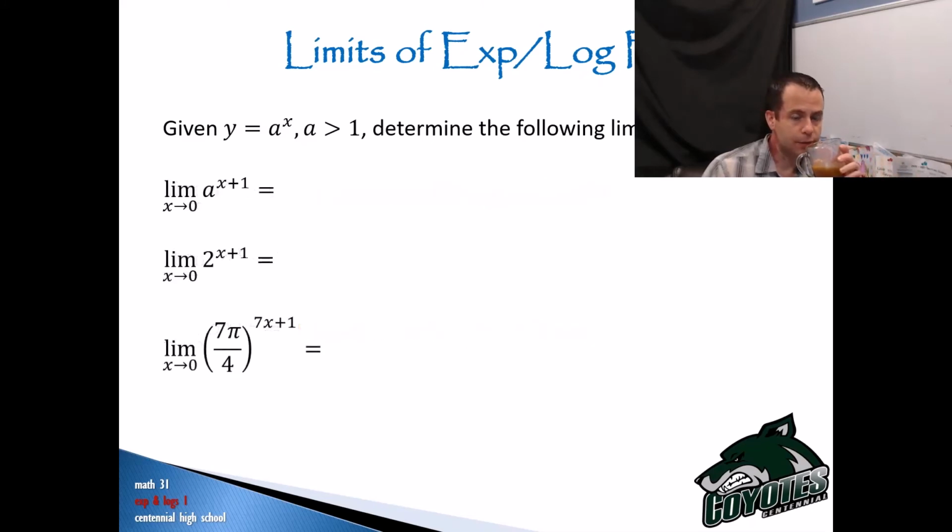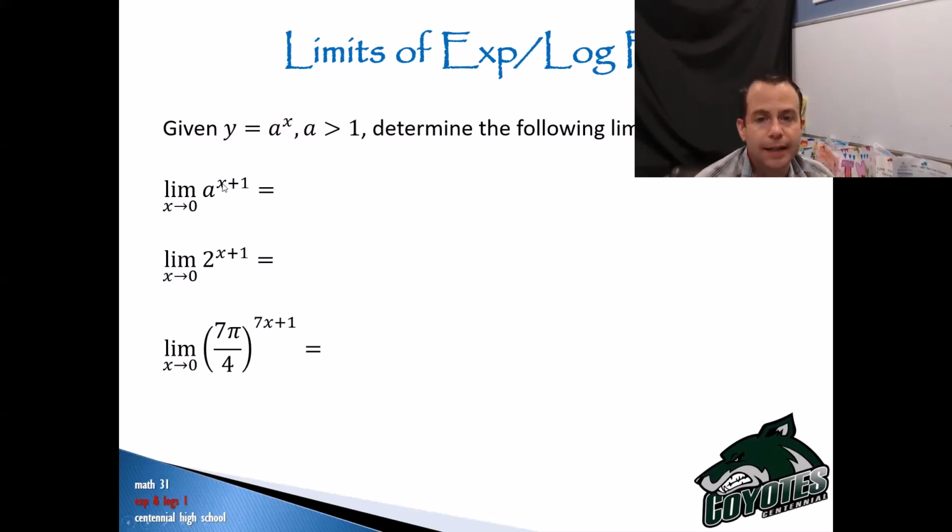All right. So now try these guys. I'm assuming you're pausing me and trying these yourself, of course. Just for clarification, as I go through this note, you should always be trying these things before you listen to the answer. Okay, so the limit of a to the x plus 1 as x approaches 0.